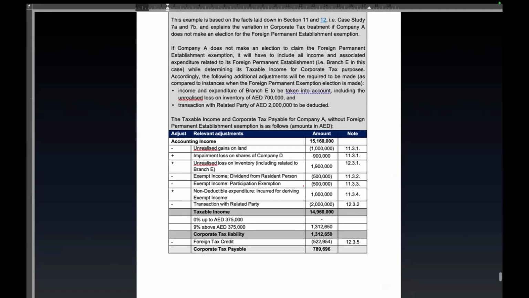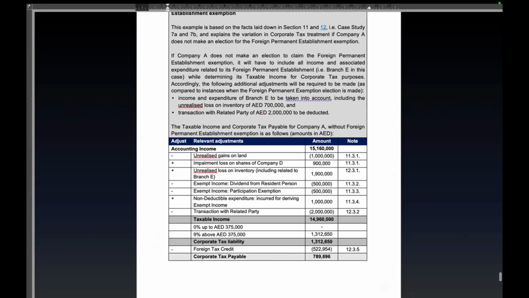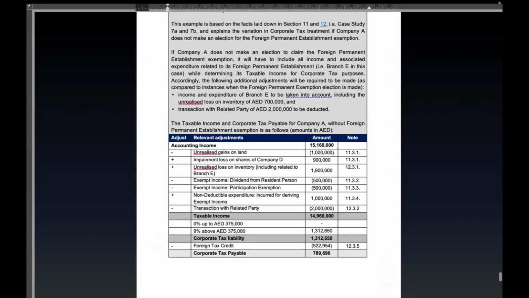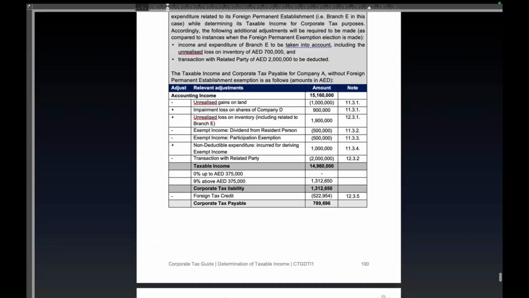Now they have made some sort of adjustment. Then for the overall company, the taxable income is 15 million. After arriving at the adjustments, this is the taxable income of the UAE resident company. If I ask what is the tax on this taxable income, the tax on this taxable income is 1312650.